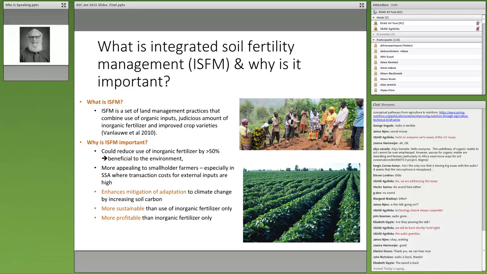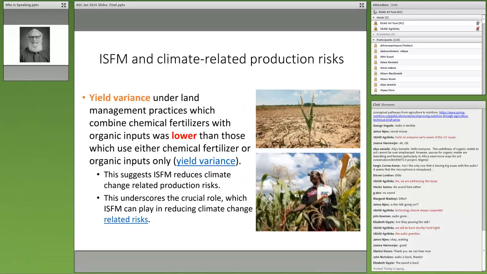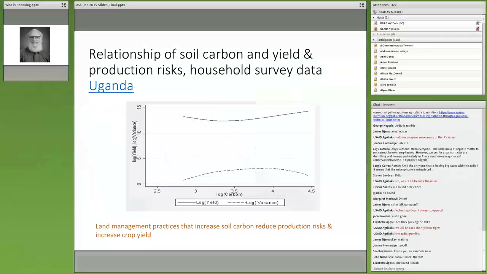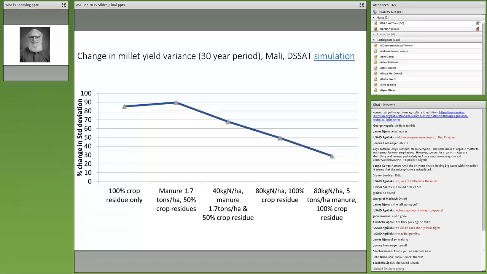You can see the graph is good. This is the log of yield, which is the solid line, this one. It first declines as this is the log of soil carbon. Look, it declines and then it climbs up, which is good. We need higher yields. Look at the risks. First of all, it increases, then it goes down. So somebody who has carbon at this level has both higher yields and lower risks, which is good.